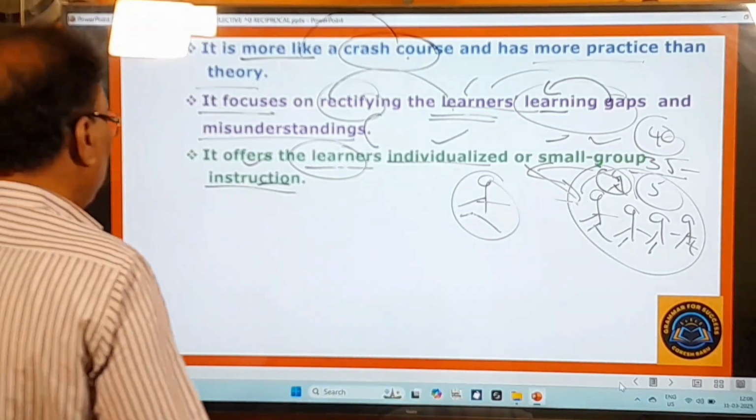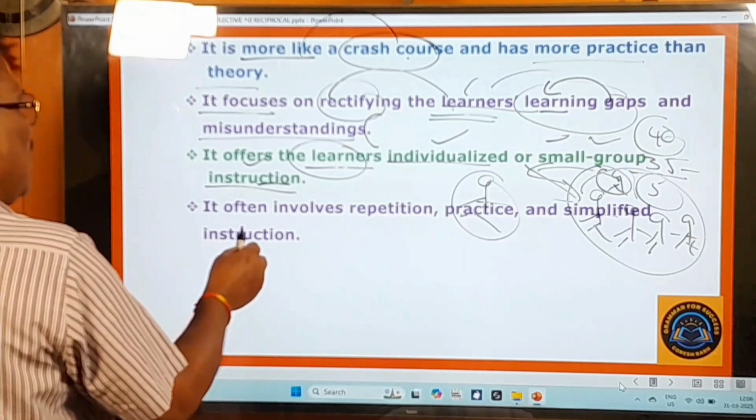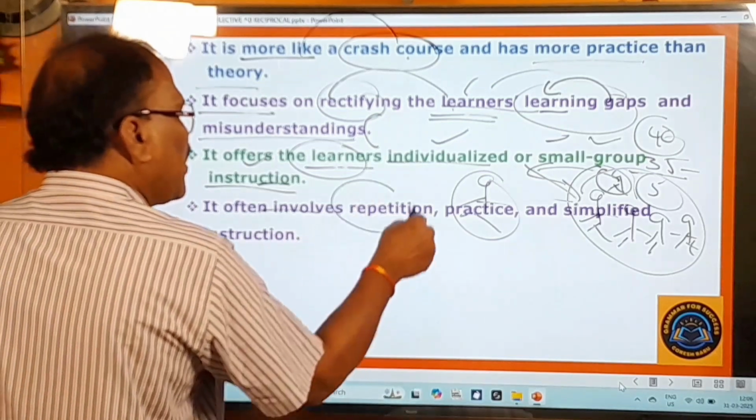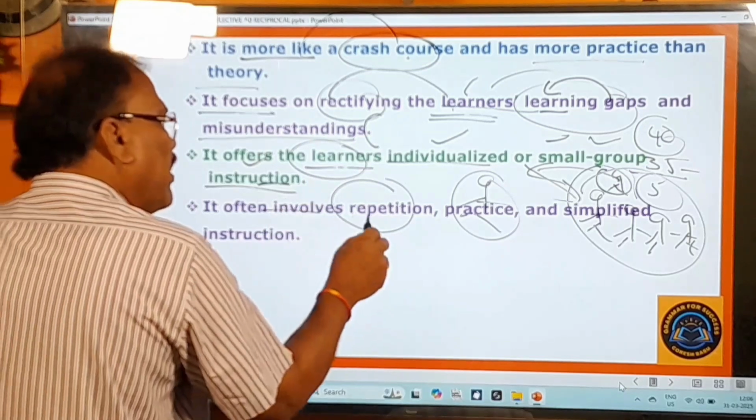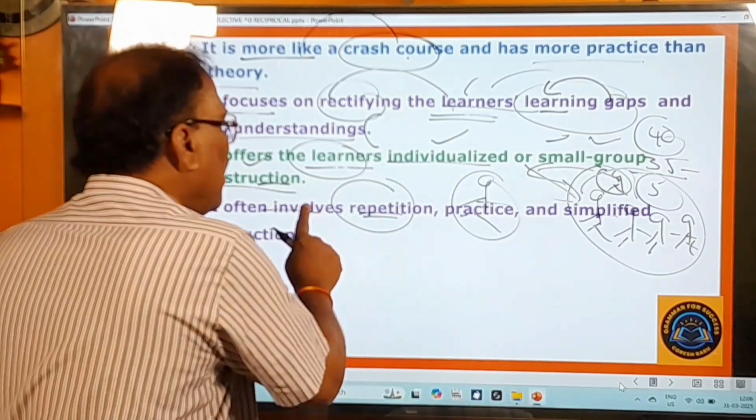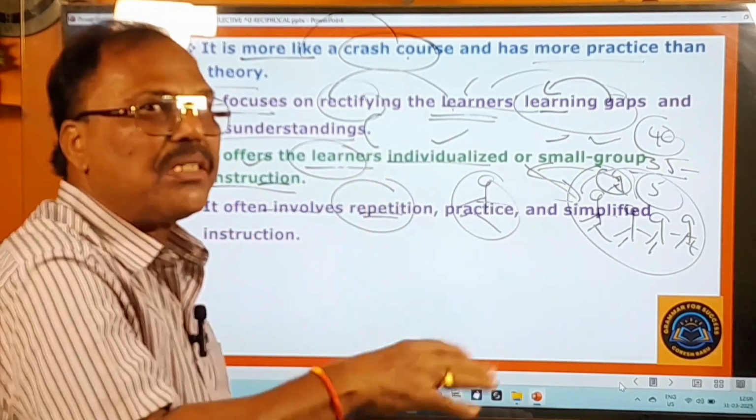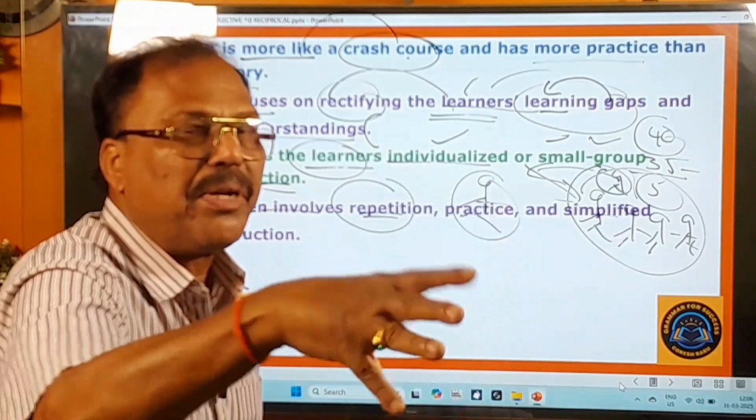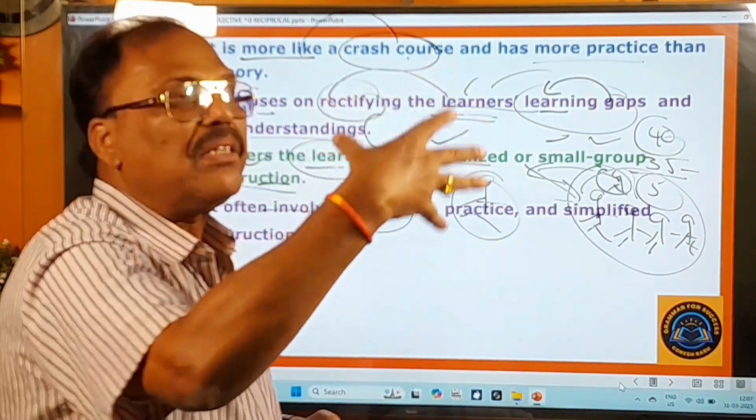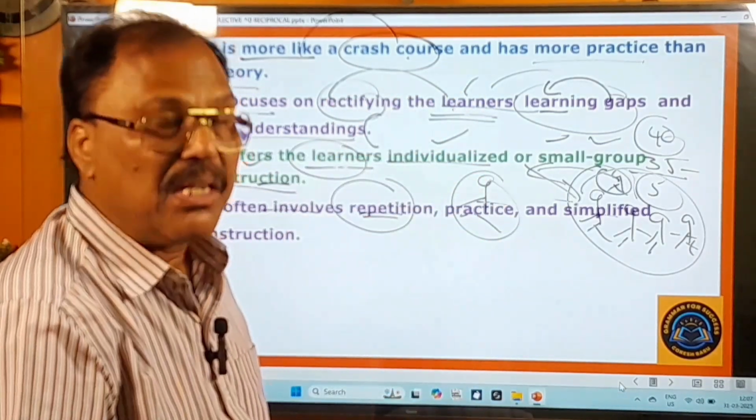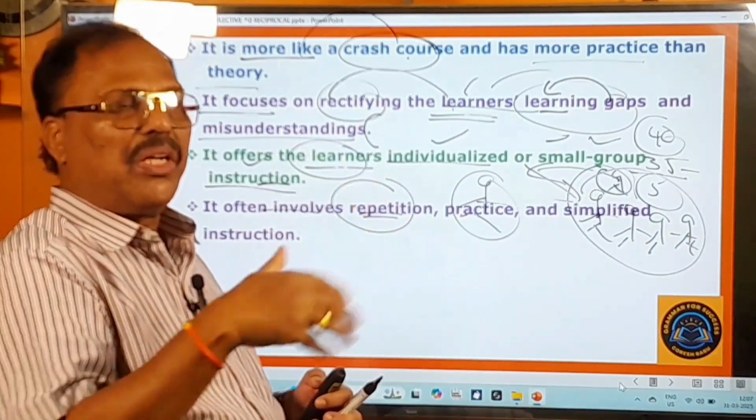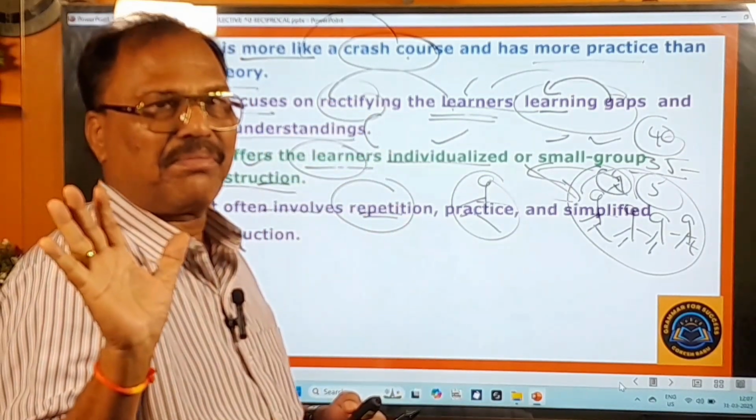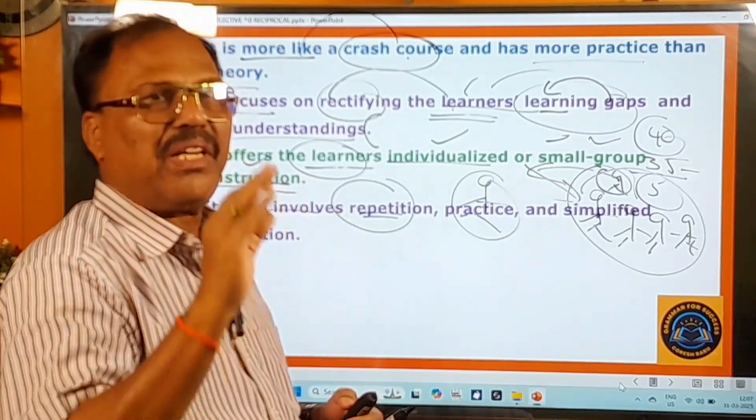And you go to the next point, it often involves repetition. A very important thing in this remedial teaching is that you can find repetition. Whatever the teacher teaches them, the students are made to repeat. The more they repeat, the more easily they can learn. So generally for backward students or poor students, repetition will work very wonderfully, very successfully.